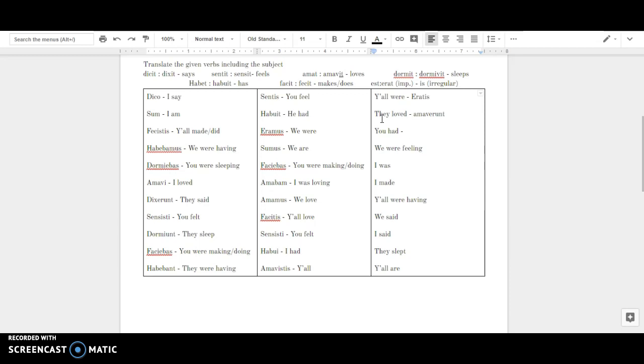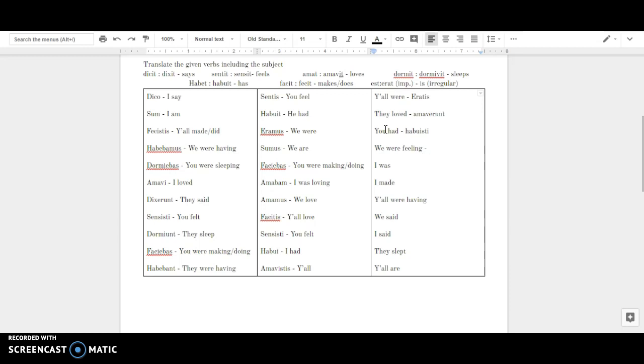You had, that's perfect tense as well. We're going to take habet, find the second part with the U, that'll be habu, and then we'll add our ending on for you, which is isti. The second one, habuisti, means you had.